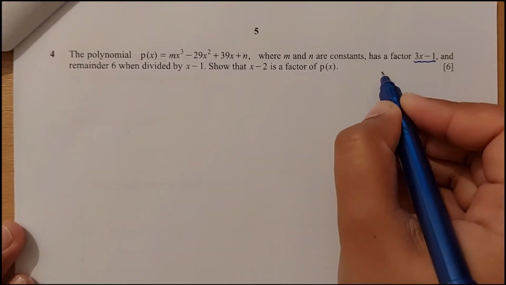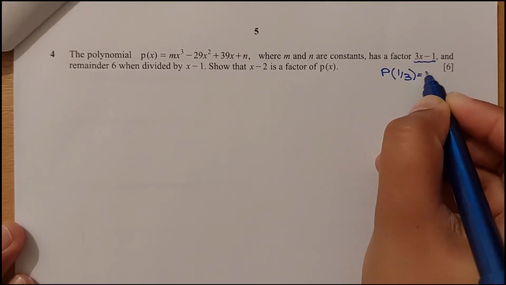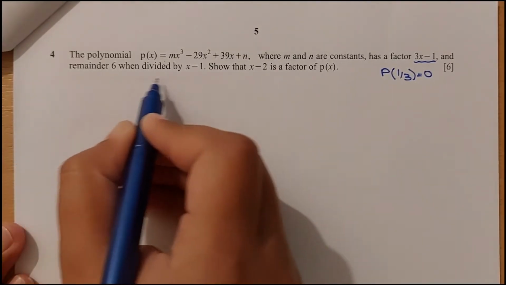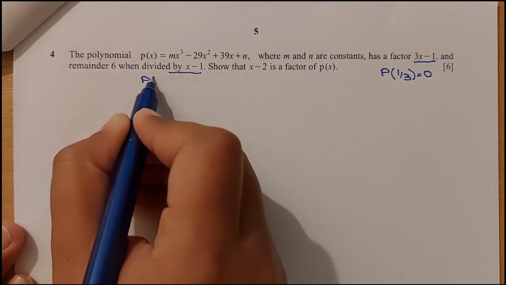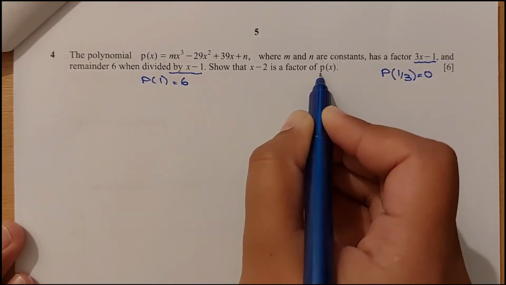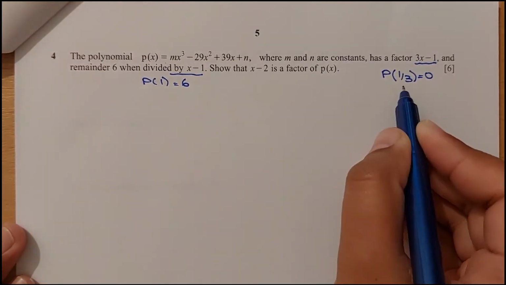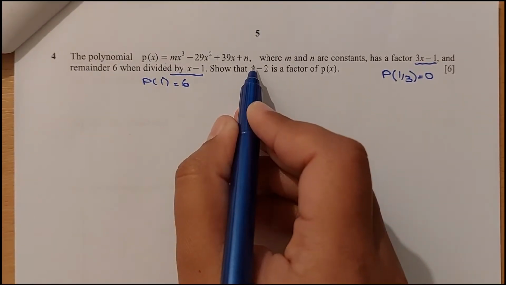So if it has a factor, it means p of 1/3 is equal to 0. And a remainder of 6 when it is divided by x minus 1. This means that p of 1 is equal to 6. Show that x minus 2 is a factor of the polynomial. So first, by using the two given pieces of information, we have to find the values of m and n.